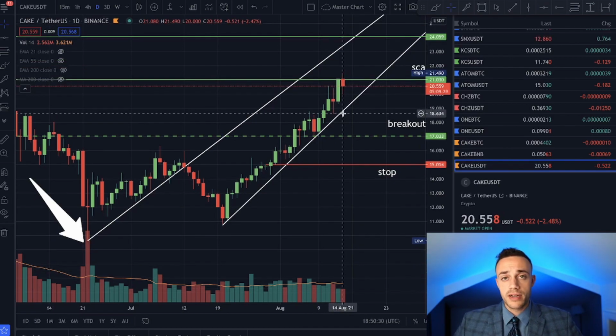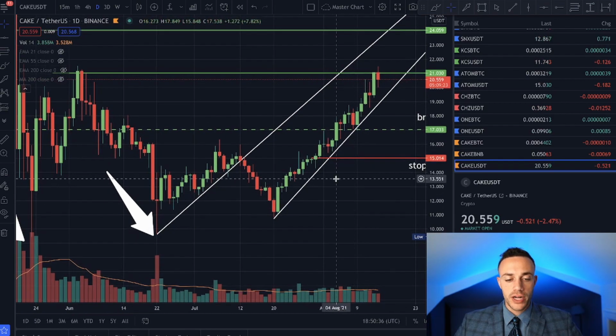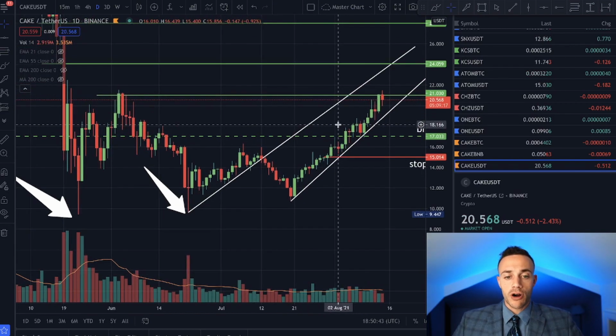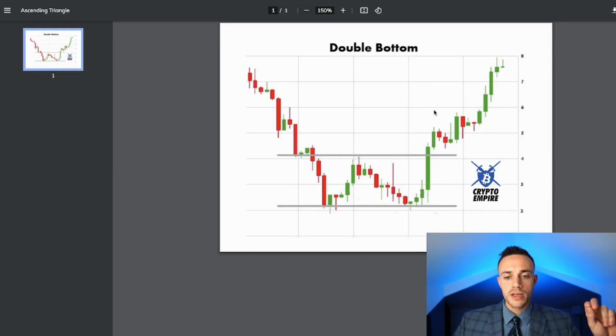So this is another example of an ascending wedge chart pattern. So very, very high probability trade. This has been my bread and butter recently in this bull market. It's just playing out on so many different charts. But regardless, let's move on to pattern number 2, which I did mention is the double bottom chart pattern.